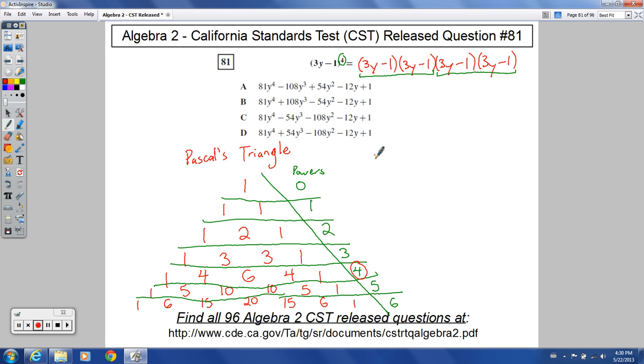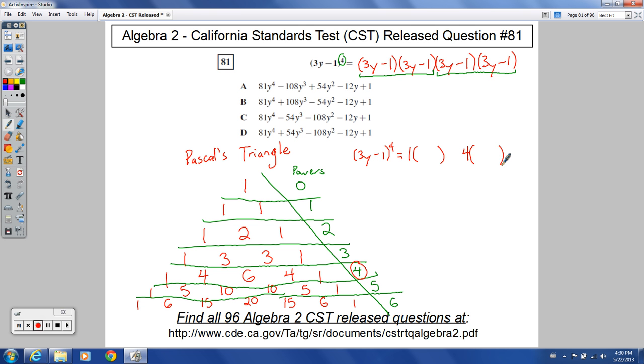So I can say that 3y minus 1 to the fourth power is going to equal, and I'm going to fill in the coefficients. I'm going to have 1, and I'm going to have something multiplied together here. We do have a minus sign here. We'll consider how that all works out in a second. I'm going to keep those spots blank for right now. But this is going to be a 4, either a plus or minus here. We'll talk about that in a moment.